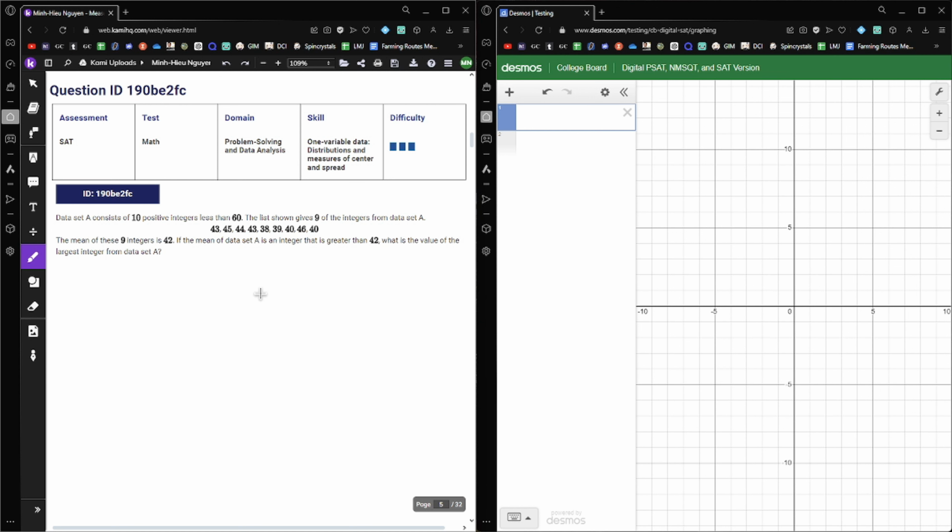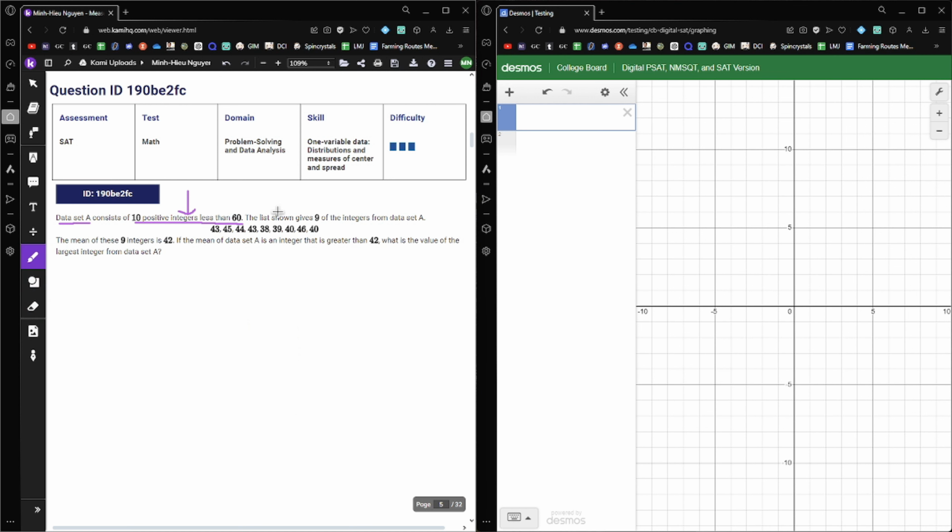Now I know that was a lot to take in, so let's break this down. We know that we have this dataset A that has 10 positive integers less than 60. And I just want to quickly point out that an integer is a number that doesn't have decimals. So if we had the number 41, that would be an integer. But if it was 41.1, since it has a decimal, that's not an integer.